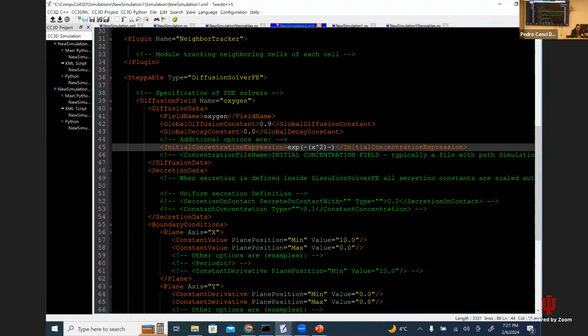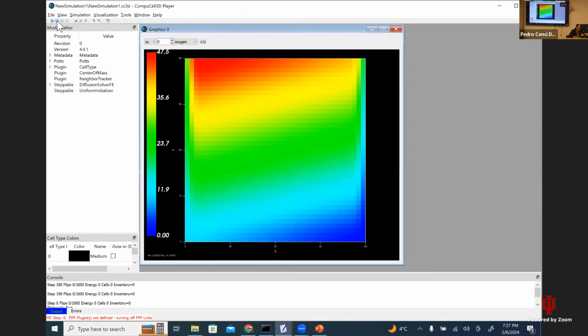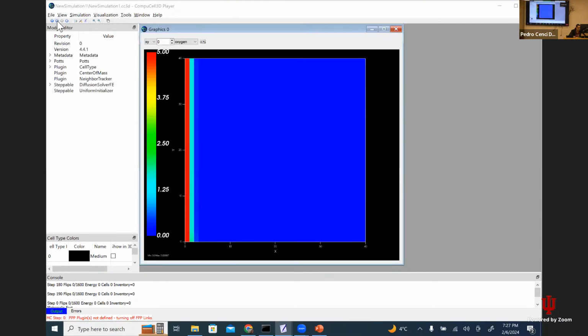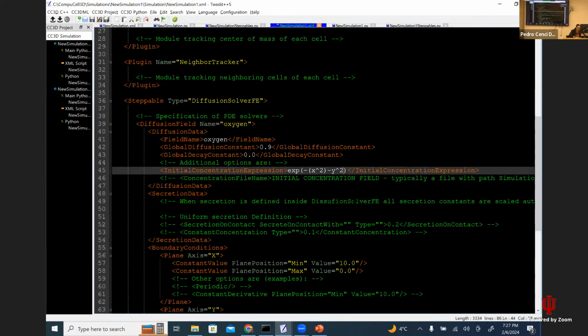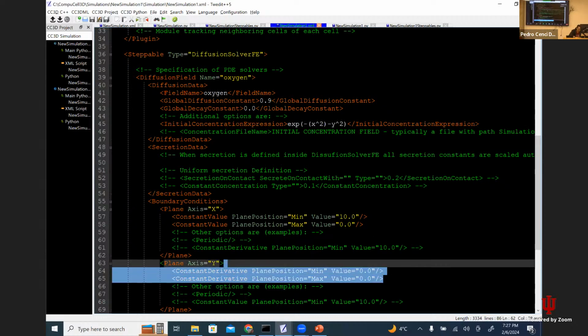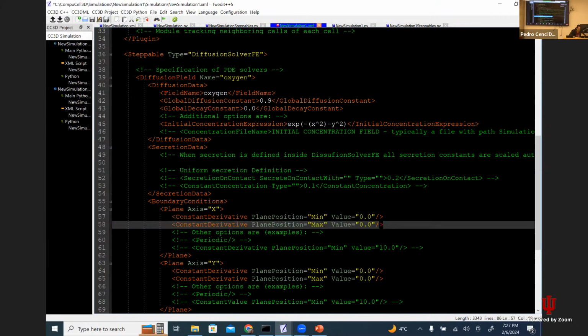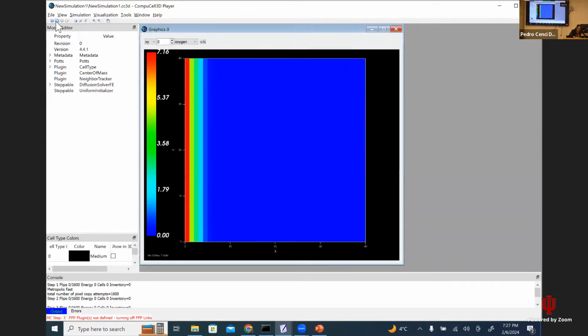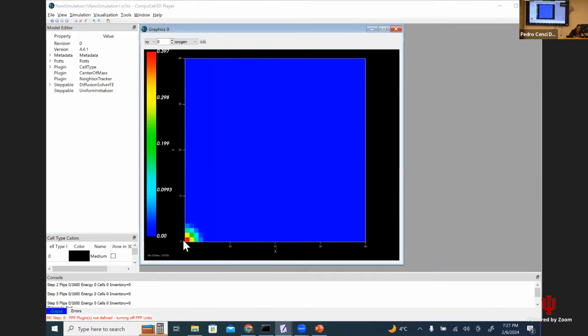Yeah, minus y squared, let's say. Let's see. I think it worked. If I set constant derivative there, we'll see the Gaussian down here. Yeah, look.